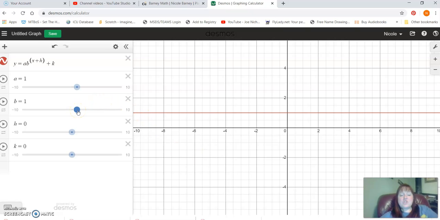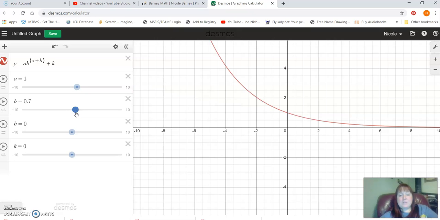So let's change b so that it's not 1. When we change it so that it's bigger than 1, remember this would be growth, right? So it's going to start out slow, really, really slow. It's growing, growing, growing, and then all of a sudden it starts growing faster. Now if we change b this way, you'll notice that we get decay. Again, we can't have 0 or negative numbers, so that's why it stopped there.